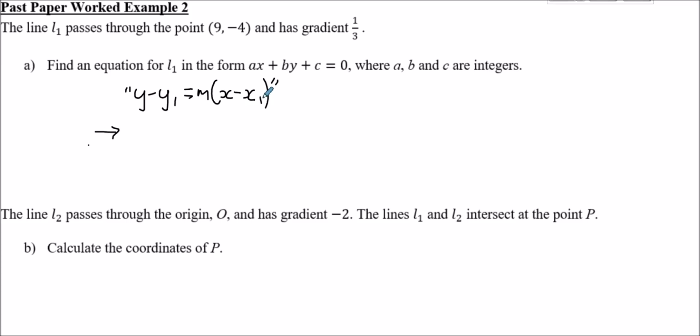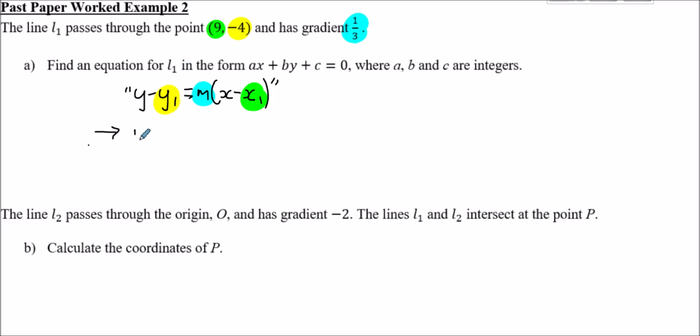y1 and x1 are our known y and x coordinates on our known point respectively. So because we've been told a point and we know the gradient, this is why we're using this form. So the known y coordinate is minus 4 and the known x coordinate is 9. Okay, so using this form we can now substitute in these values and including the gradient, of course, which is 1/3.